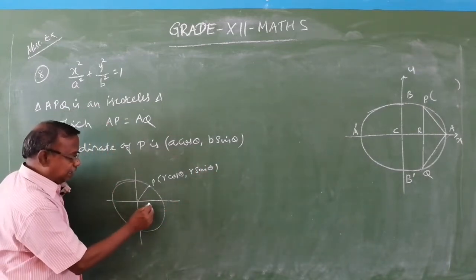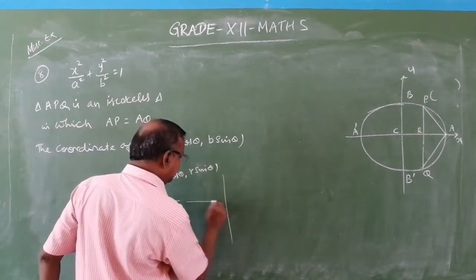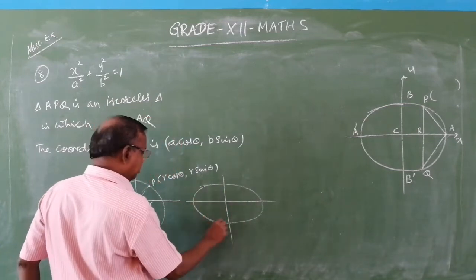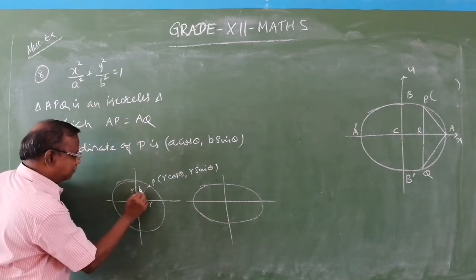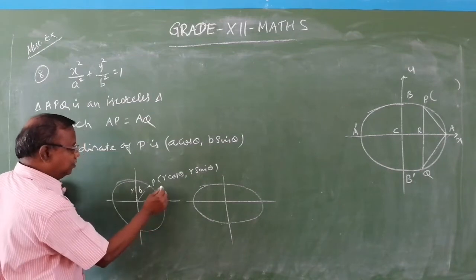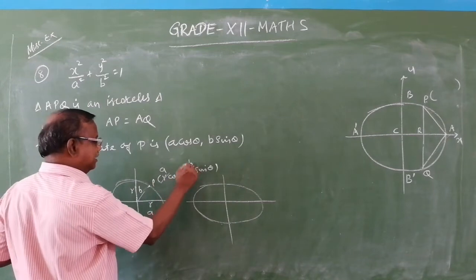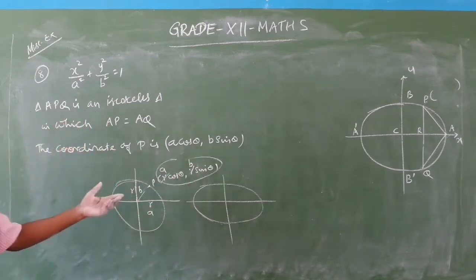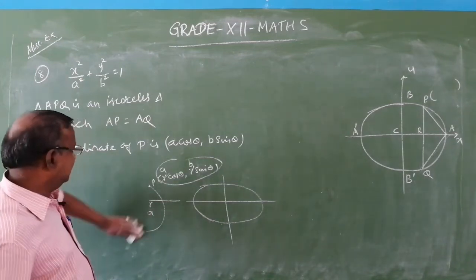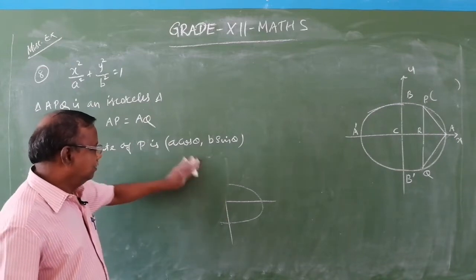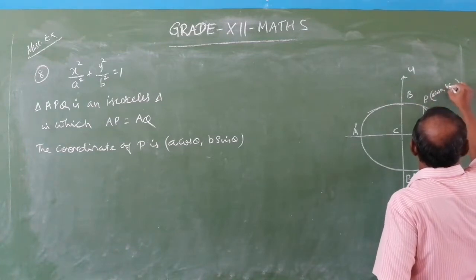Now R is the radius, but an ellipse is an elongated circle. So instead of one R, put minor axis B and replace another R by A. So it is A cos theta and B sin theta. In short, the parametric form of the ellipse, that is any point of the ellipse in the parametric form, is A cos theta, B sin theta.